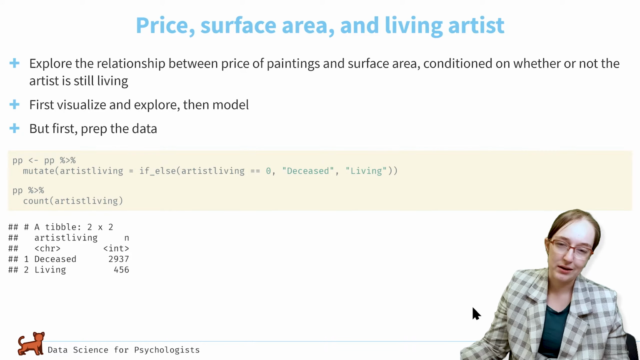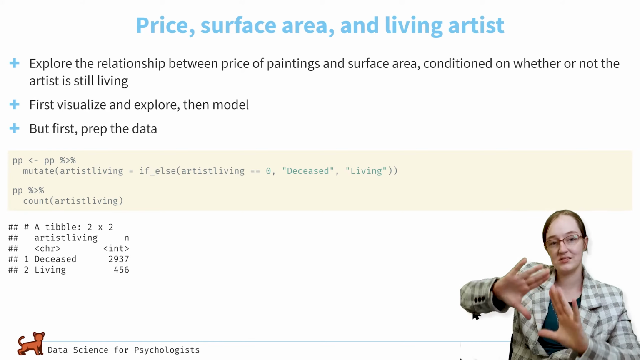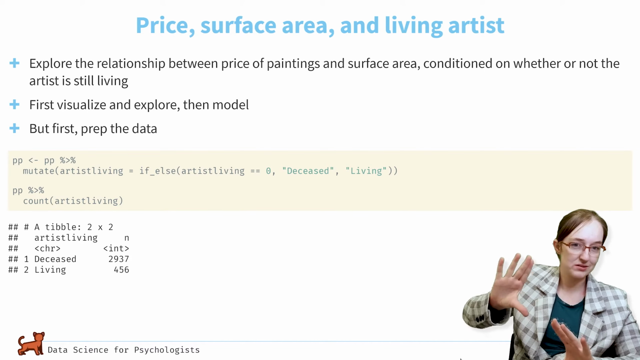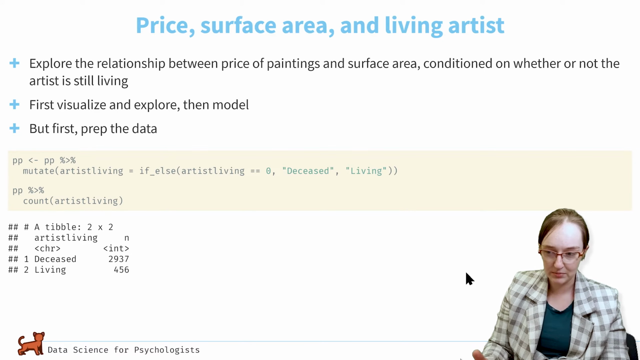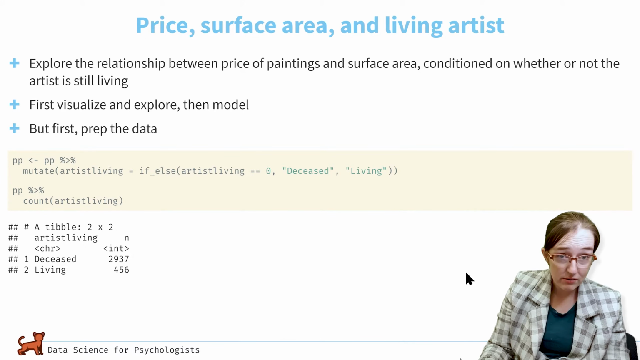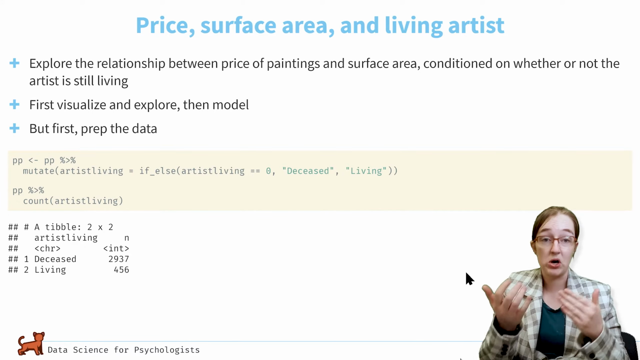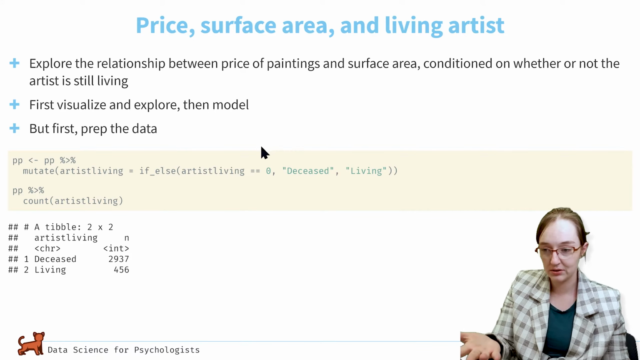We've kind of cheated and combined, like there seems to be like a systematic relationship between the two. And so surface area gives us that. And we've also included here a grouping variable, and we've coded it as artist living. If artist living equals 0, then we mark them as deceased. Otherwise, we mark them as living. Now, how did that come about in this code?